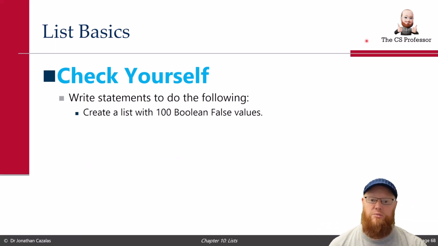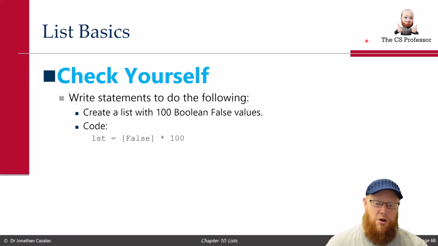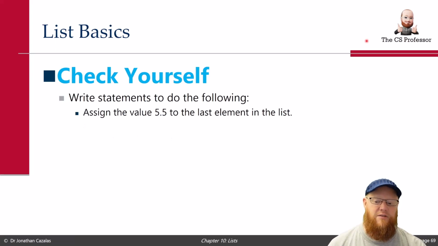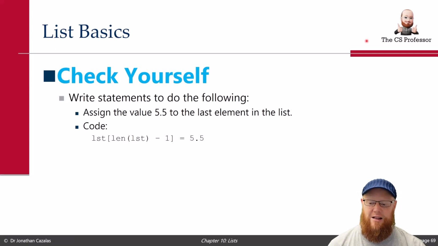Create a list of 100 Boolean false values. That should be something easy to do. We should be able to do it like this. List equals some list, call it LST, don't call it list, because that's a built-in function. So call it just LST, call it Bob, call it whatever you want, equals False times 100. That's it.